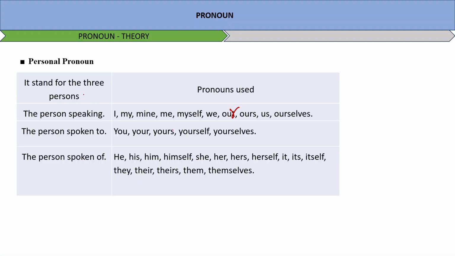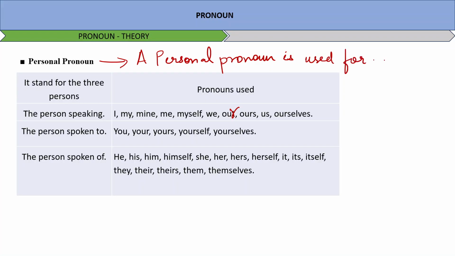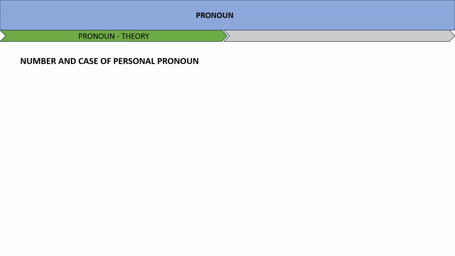This you understood, right? What is a personal pronoun? A personal pronoun is a pronoun used for a person. Personal pronouns are pronouns which are used for persons, okay. Now I'll make it more clear and easy for you to remember and understand.